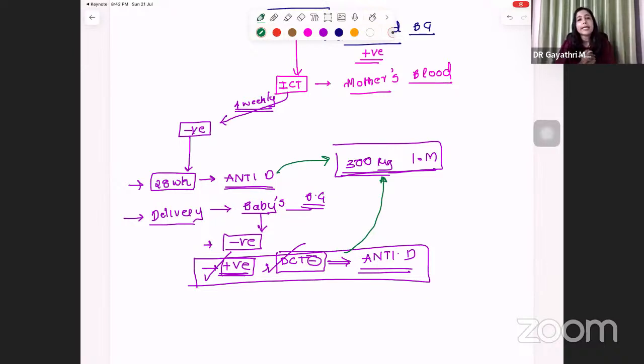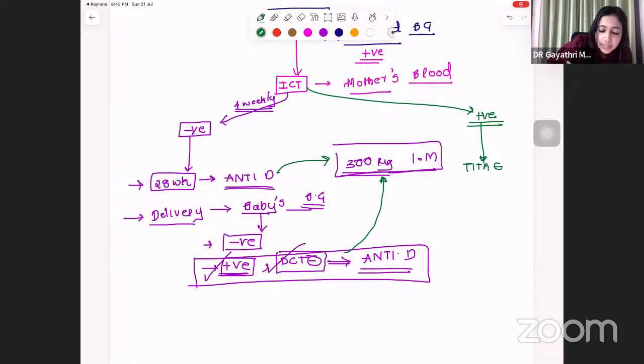That is if ICT is completely negative. If you see that in RH negative, ICT is positive in between, then the next thing that you're going to do is look at the titer. You will look for ICT titer. And you have something known as critical titer. Critical titer is that value above which the risk of fetal anemia developing in the baby is much higher. So what is this critical titer? The critical titer is 1:16.